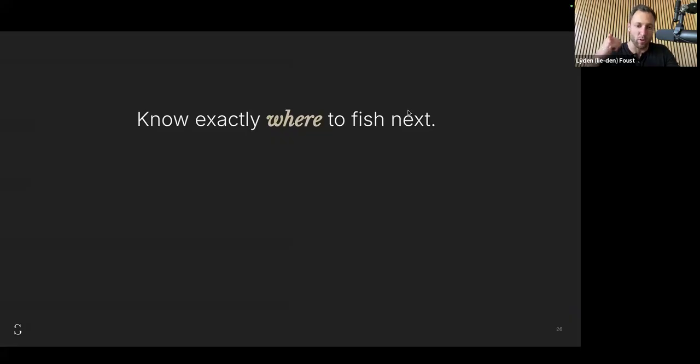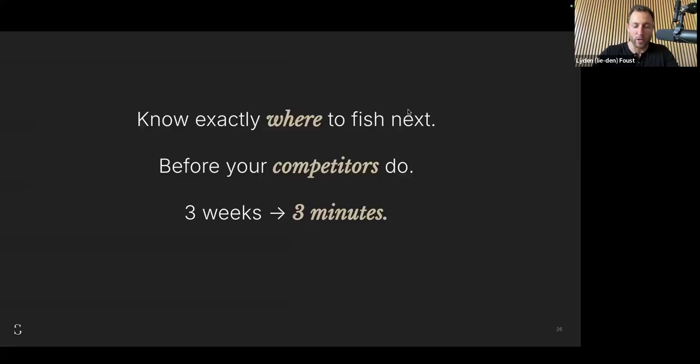Okay, ultimately, this helps you know where to fish next before your competitors do. It takes 3 weeks of work and brings it down into 3 minutes, and you can share the story in one map.